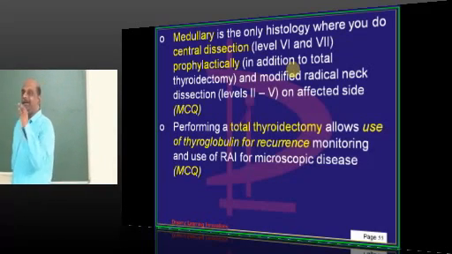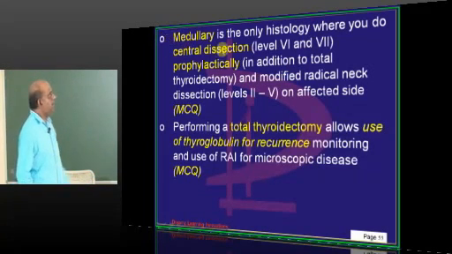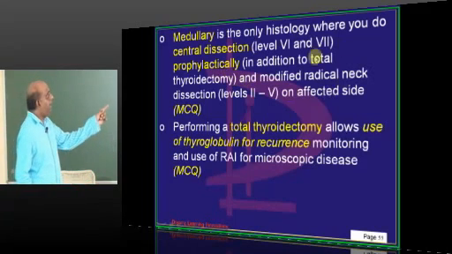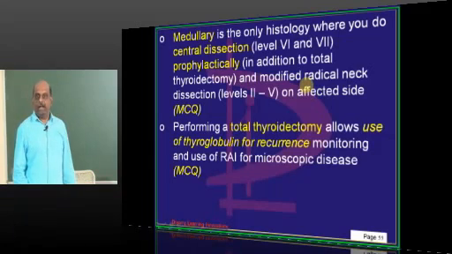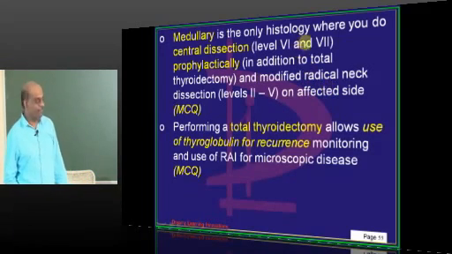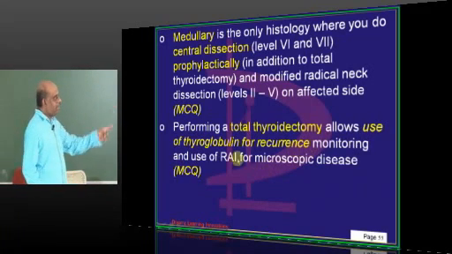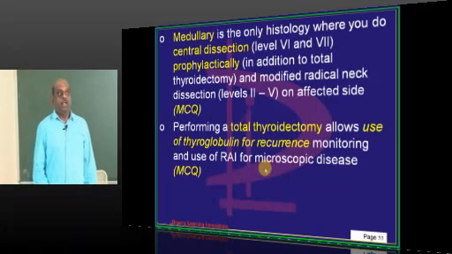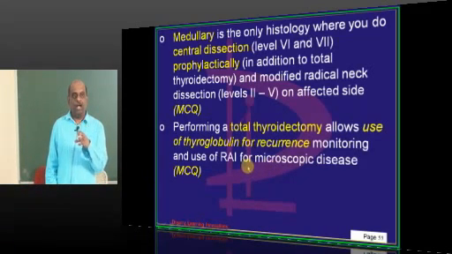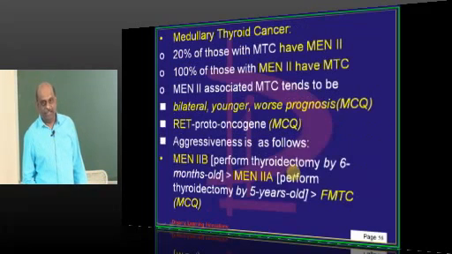In which situation do you want to do the central lymph node dissection, regional lymph nodes? Medullary is the only histology where you want to do central dissection prophylactically in addition to the total thyroidectomy. And you also need to add to that a modified radical neck dissection on the affected side, because medullary carcinoma of thyroid, unless you are that aggressive, turns out to be aggressive on the patient. And how will you follow up? After doing total thyroidectomy, you can depend on thyroglobulin to discover the presence of recurrence. And you will be using radionuclide iodine uptake as a way to monitor for any microscopic recurrences after the thyroidectomy, which is a very important principle.